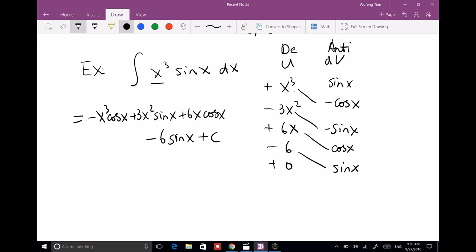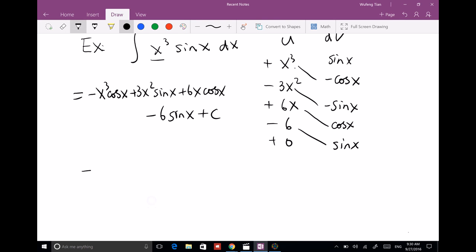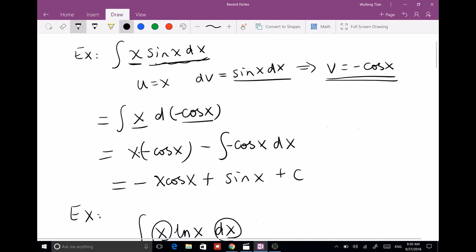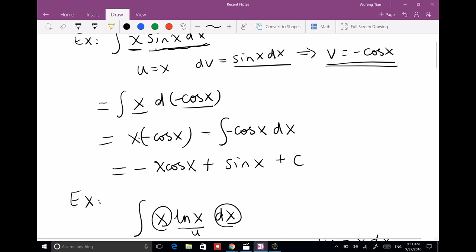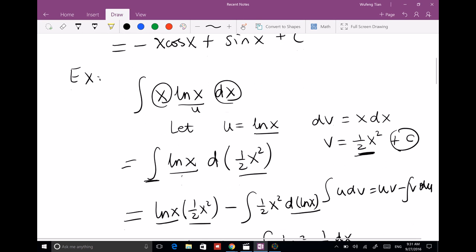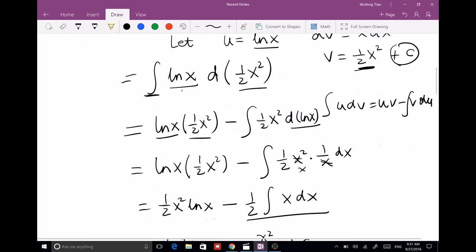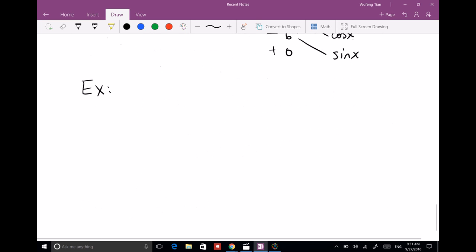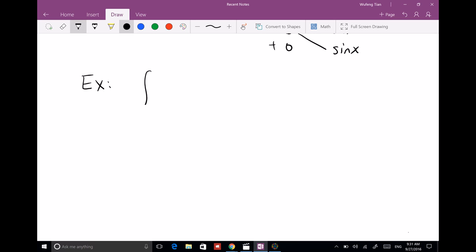Have you all got the same answer? Okay, very good. Let's continue and look at the previous one, the one we just did in the beginning of the class. Wait, not x sine x because that's too simple. x ln x. Let's look at this one. The integral of x ln x dx. Use the Tabular method.